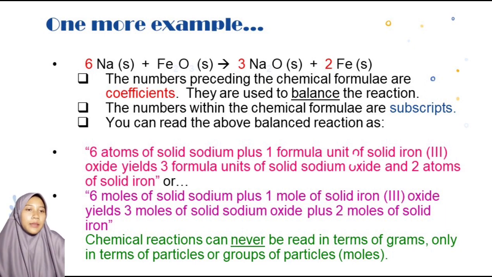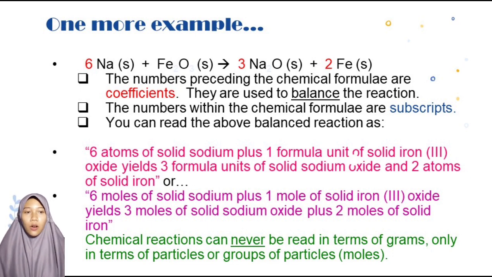So you can read the above balanced reaction as 6 atoms of solid sodium plus 1 formula unit of solid iron oxide yields 3 formula units of solid sodium oxide and 2 atoms of solid iron. Or 6 moles of solid sodium plus 1 mole of solid iron oxide yields 3 moles of solid sodium oxide plus 2 moles of solid iron. You have to remember that chemical reactions can never be read in terms of grams, only in terms of particles or groups of particles, or moles.